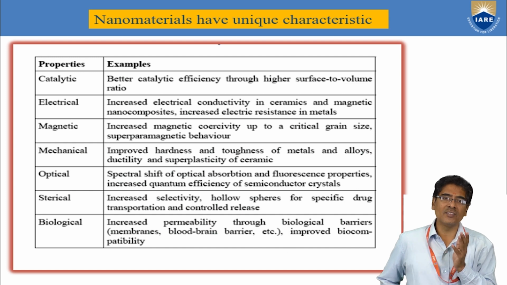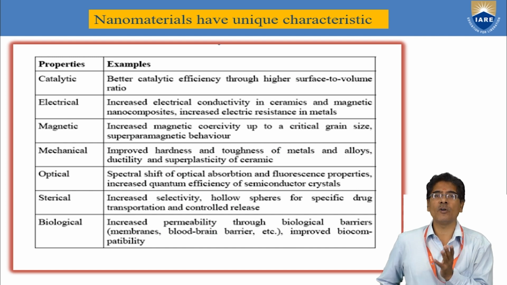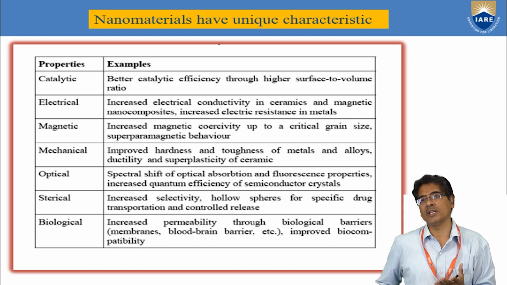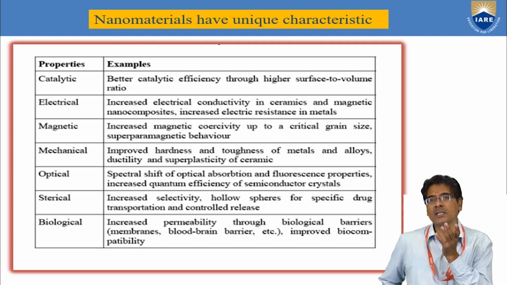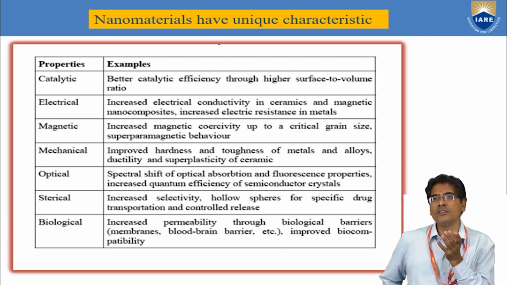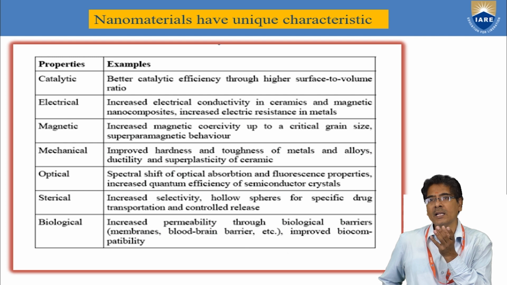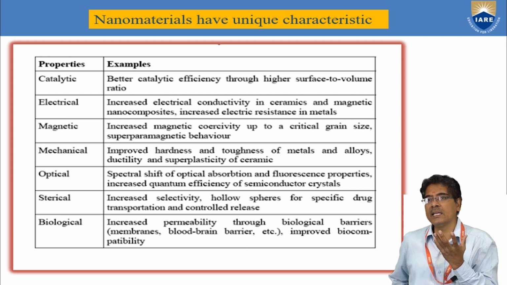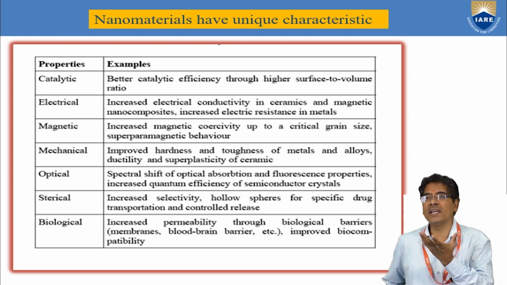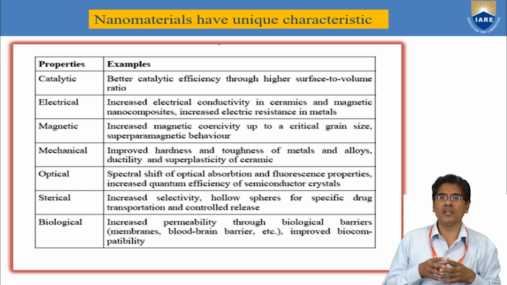If you see the examples related to each and every property, for the catalytic property, the better examples are the catalytic efficiency. Nanomaterials have better catalytic efficiency through a higher surface to volume ratio. The catalytic efficiency is higher with a higher surface to volume ratio.